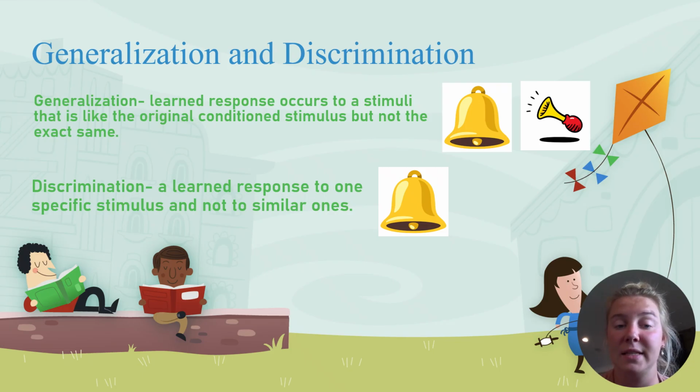And then I have discrimination here, and that's on the opposite side of the spectrum. This is when a person learns to respond to only one specific stimulus, but not to others. An example of this might look like a student who's nervous only about math tests, but isn't nervous about reading or science tests. And in this, I have just the bell being a stimulus, just the bell, because they don't associate, like in the experiment with the dogs, the bell and the horn together if it was a discrimination.